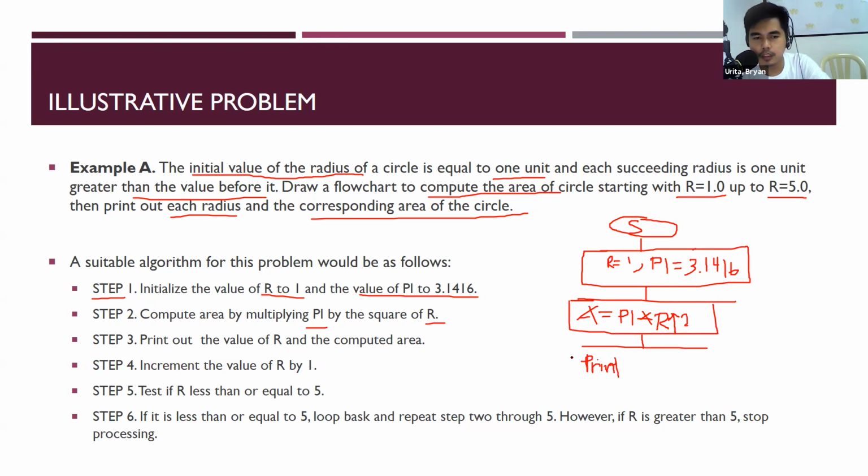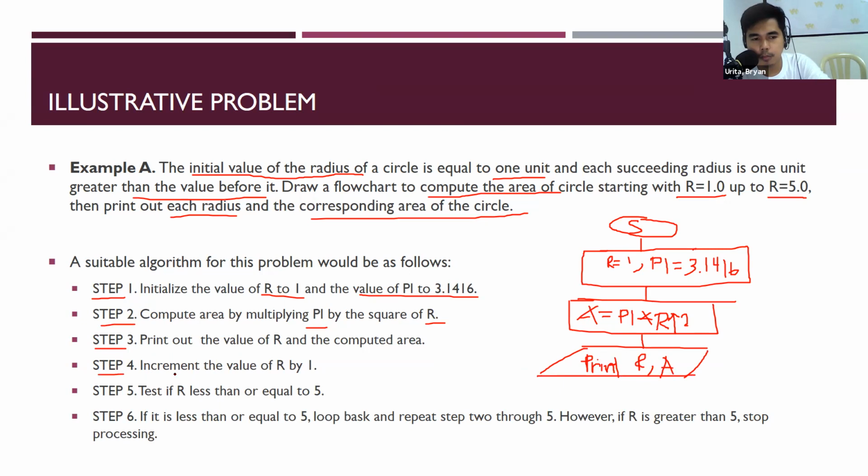Diretso na, di ba? Kung mapapansin nyo, straightforward. Kung ano yung step one, yun yung ilalagay natin sa flowchart. Dahil print out yan, so output symbol. Print R and then area. Okay, that's step three.